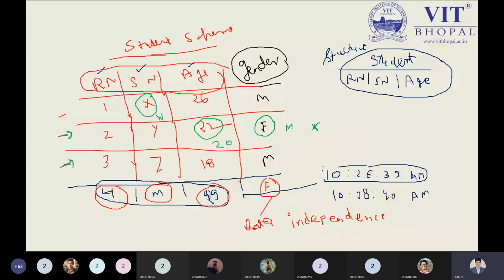So this record and this record are also independent from each other. Why? Because if you remove the second row, the third record will not be removed. The third record will be as it is. If you make any change in the third record, say you update the age from 22 to 20, the age of the third roll number will not be updated. The age which is mentioned, the 18, will stay 18. It will not be 19, it will not be 22.